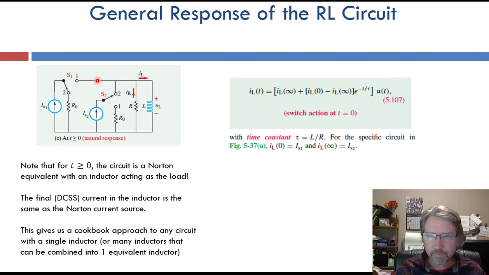So here again, for t greater than 0, we have a Norton equivalent. This is Norton resistance, Norton current, and the inductor looks like a load. So the final steady state current in the inductor is the same IS2. So if you find the Norton, you've got the final infinity current. And we can use this equation with the infinity current. The initial condition really depends on the initial circuit, which is different from the final circuit. And the time constant tau, that's L over R, where R is our Norton equivalent resistance.